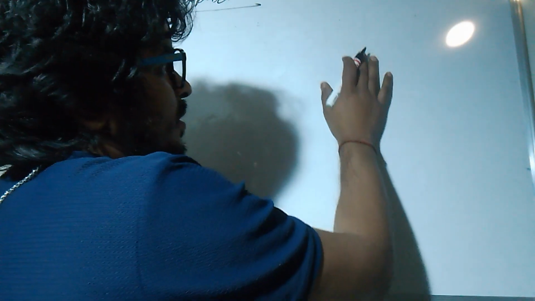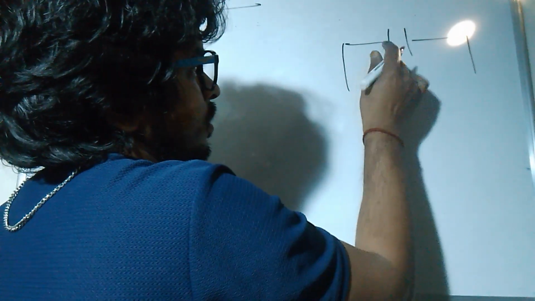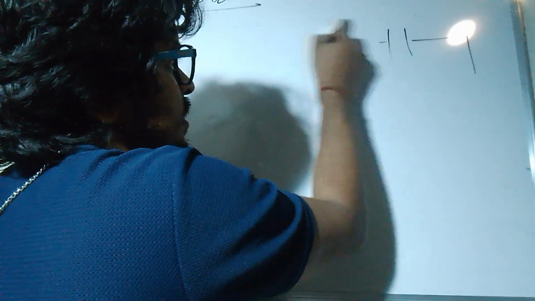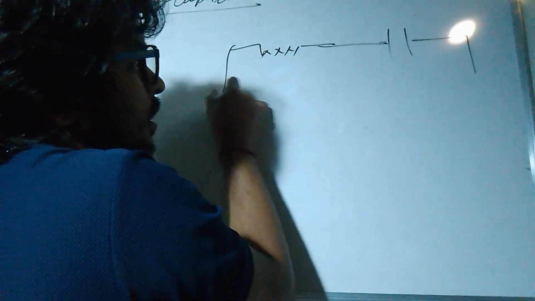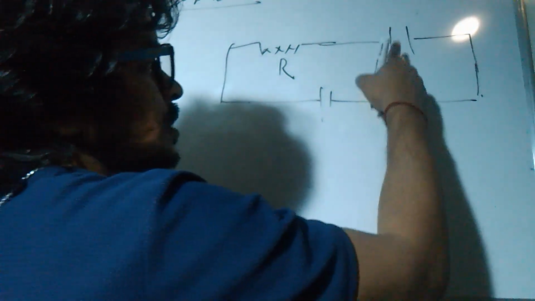Now we want to know about charging of a capacitor. Basically, we are charging the capacitor. So this is the battery and the capacitor. We take one resistance in the circuit and connect it with the battery, and then we charge it. This resistance is R, and the capacitor is C.